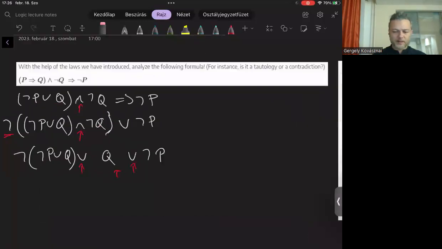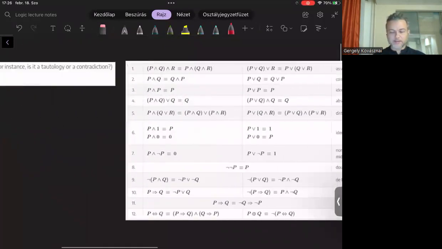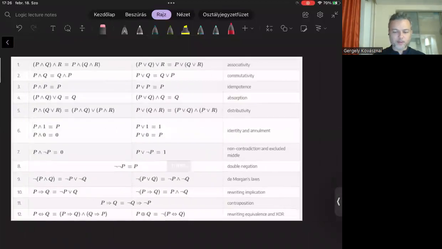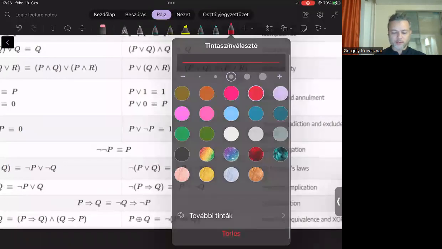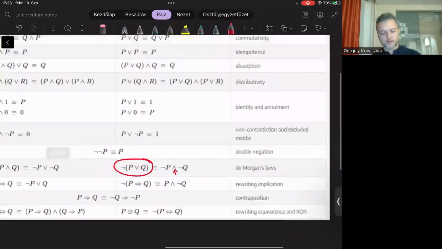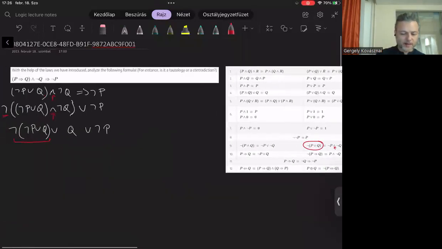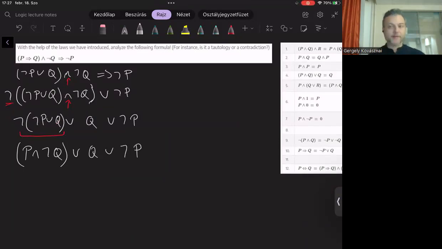Yeah, great. Let's now focus on this part. This is a negated disjunction. Yeah, you can guess it. So there is a De Morgan law which can be applied to such a situation. If you have a negated disjunction, you can turn it to a conjunction, but at the same time, do not forget to negate both operands. Okay, let's do it. So this part can be transformed to P and not Q. And let me just copy the rest of the formula, what's left.